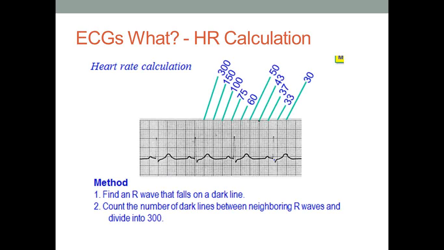Okay, so let's do that again. Find the QRS complex that falls on a dark line, denoting one of the big boxes, and then count 300, 150, 100, 75, 60. Because that QRS complex fell somewhere between the 75 and 60 heart rate mark, a little closer to the 75 one, I would call that a heart rate of about 70.